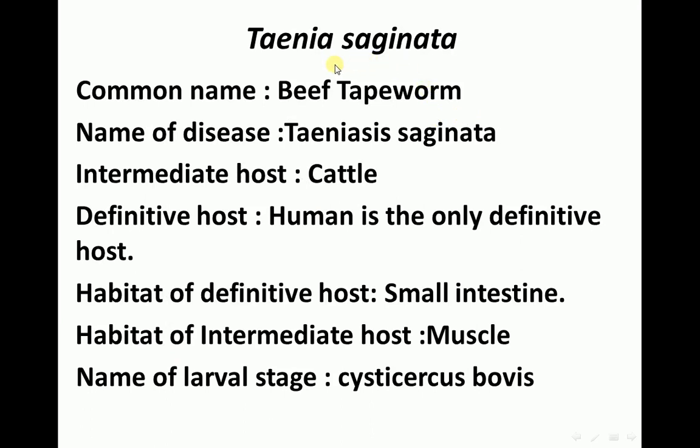The other parasite is Taenia saginata. The common name of this parasite: beef tapeworm. Name of disease: Taeniasis saginata. Intermediate host: cattle. Definitive host: human, the only definitive host. Habitat of the definitive host is the small intestine, while habitat of the intermediate host is the muscles. Name of the larval stage: cysticercus bovis. So the common name of this parasite is the beef tapeworm, depending on the intermediate host, which is cattle.